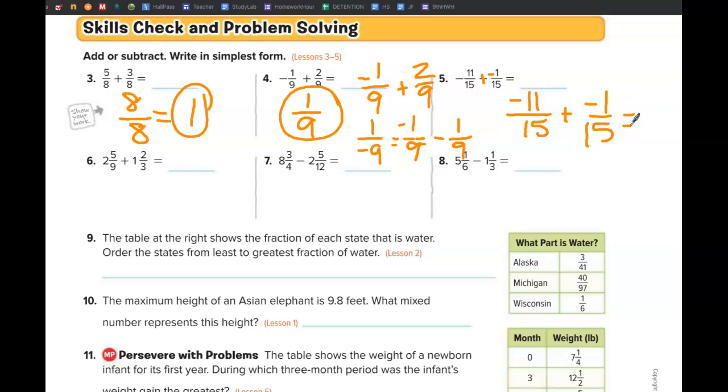So Parker, what'd you get for an answer? Negative 12 over 15, and what did you reduce by? 3. So negative 12 divided by 3 is? 4. Negative 4 over 15 divided by 3 is? 5. So negative 4/5. Thumbs up if you got that. Okay, fix it if you didn't.